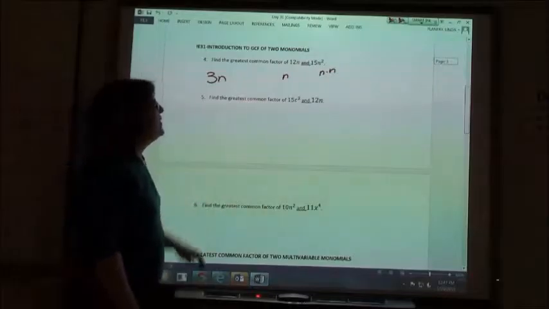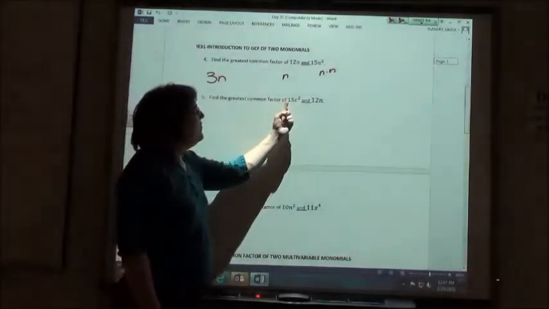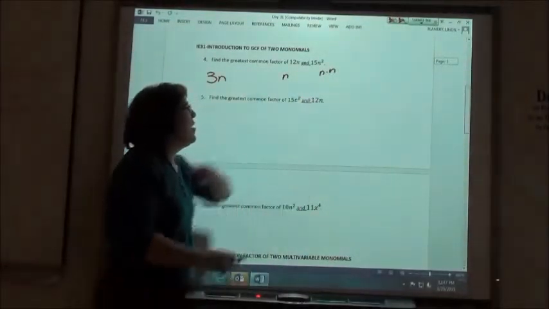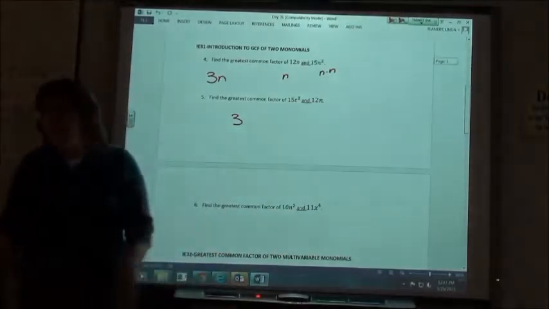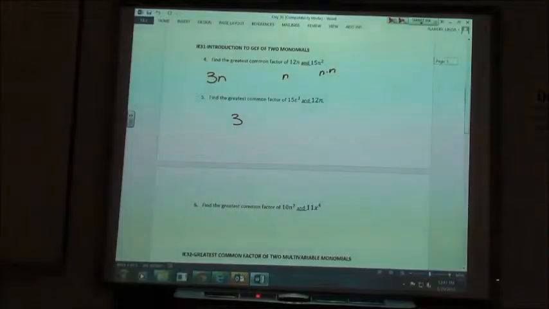Now number 5, when they did the greatest common factor, we still have the greatest common factor of 15 and 12 being 3, but since the variables aren't the same, they don't have anything in common. So in that case, you just have a number that's your greatest common factor, just the 3.